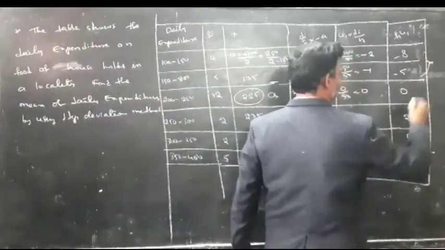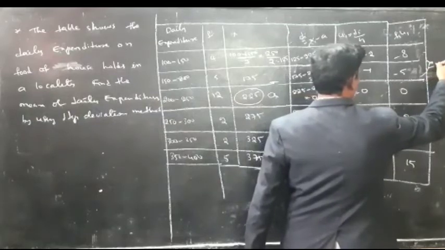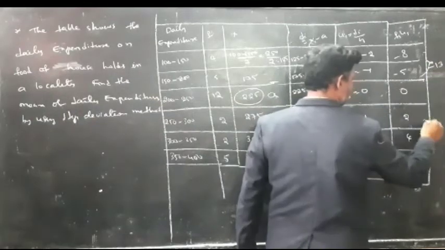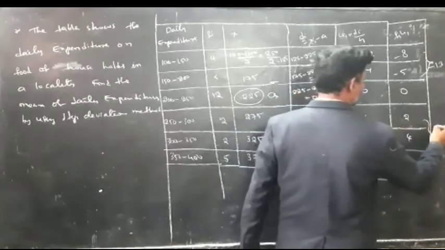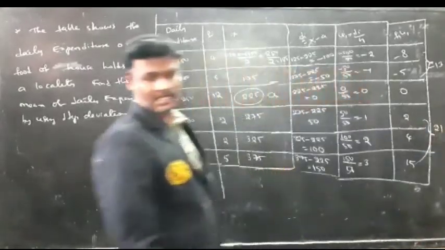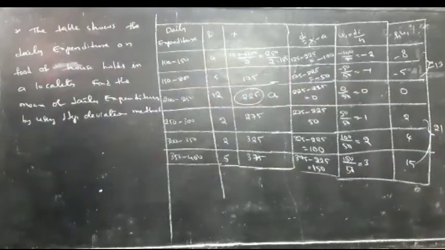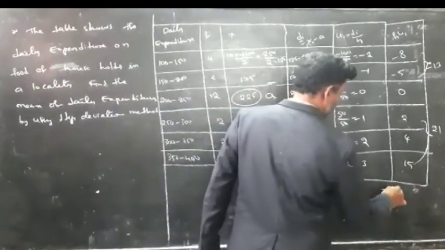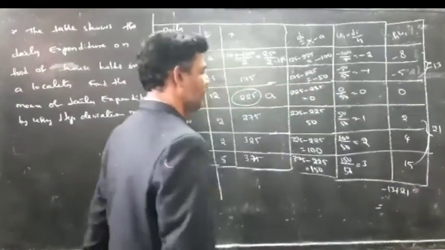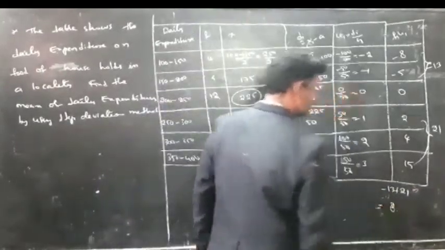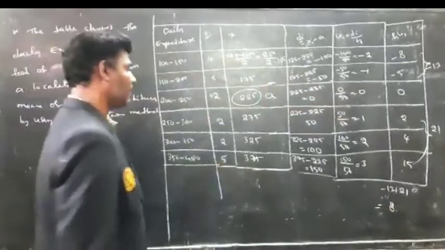Sum of negative values: minus 13. Positive values: 15 plus 4 is 19, 19 plus 2 is 21. So minus 13 and 21. Here minus 13 plus 21 is equal to 8. Sigma fi ui is equal to 8.